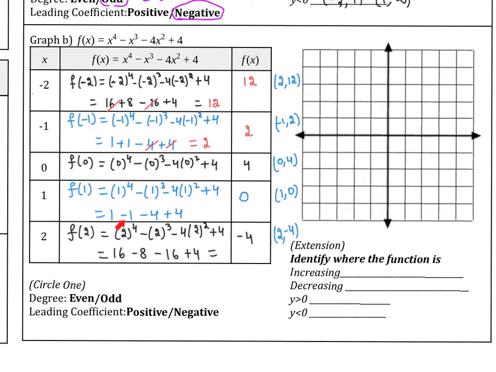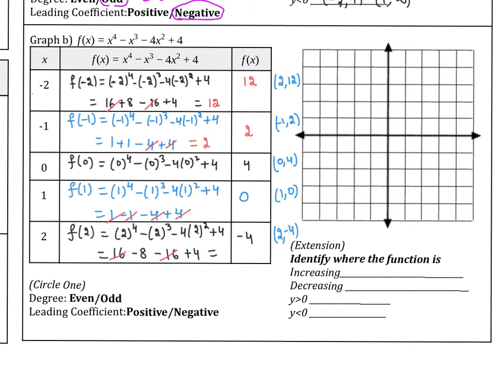That's 1, that's -1, -4, and 4. Cancel the negative and positive, the answer is 0. For 2, 2 to the power 4, 2 to the power 3, and -4, 2 to the power 2. So that's going to be 16, -8, minus 16 plus 4. You cancel the -16 and positive 16. -8 plus 4 is -4.